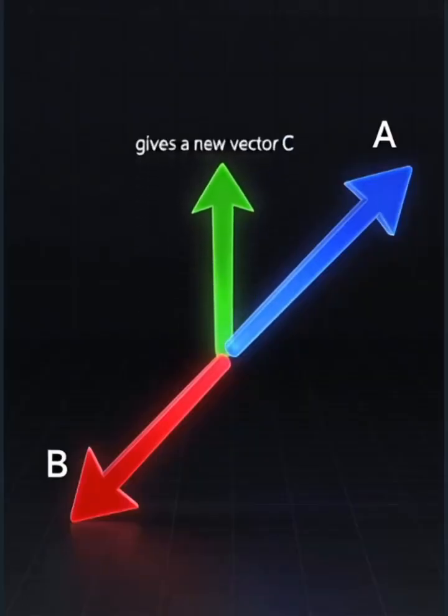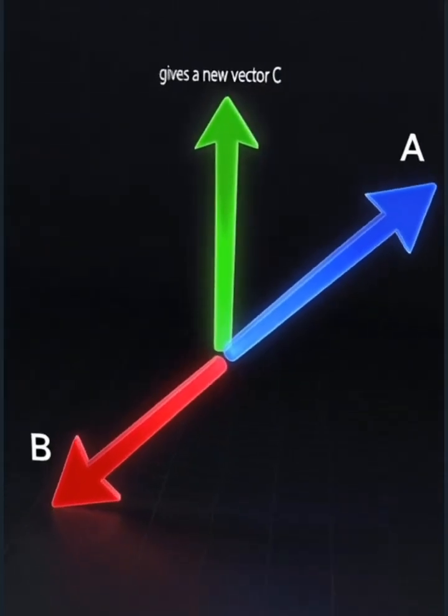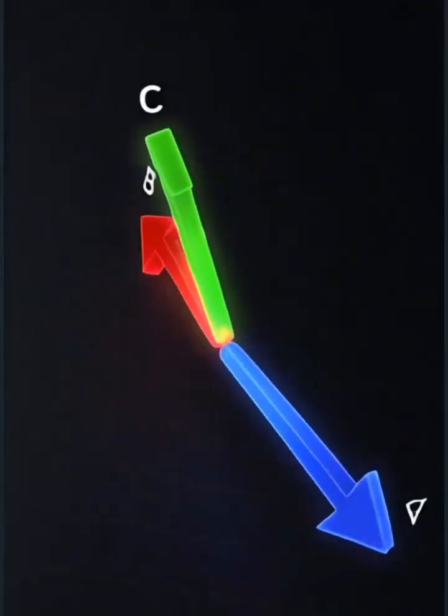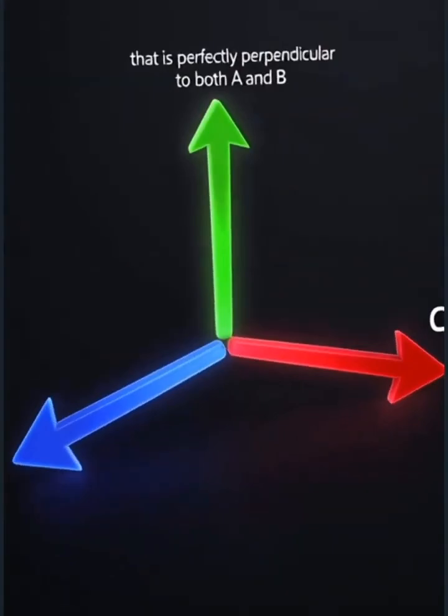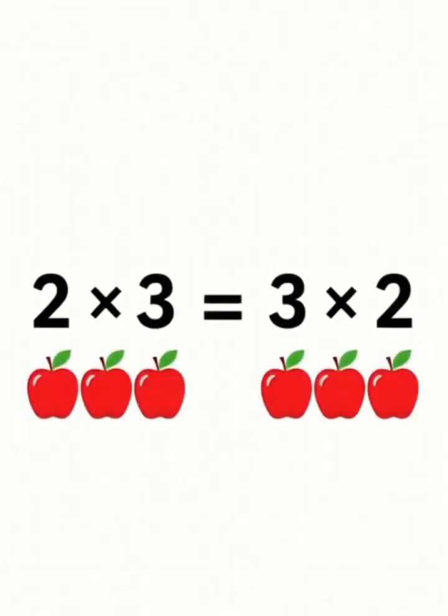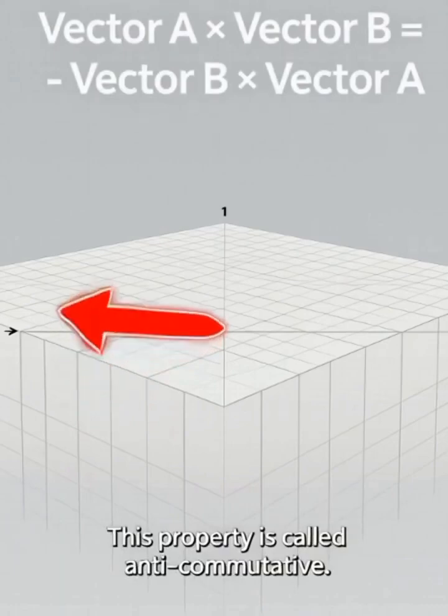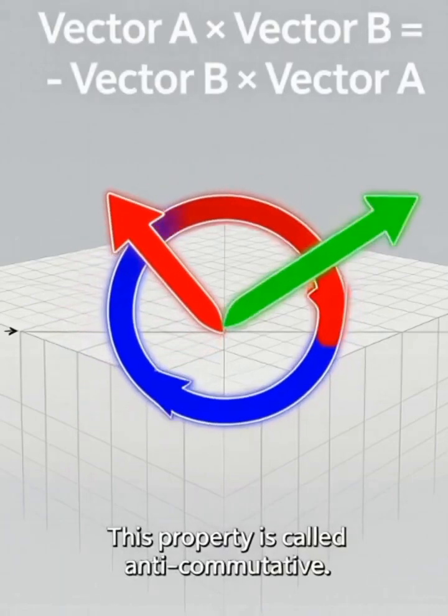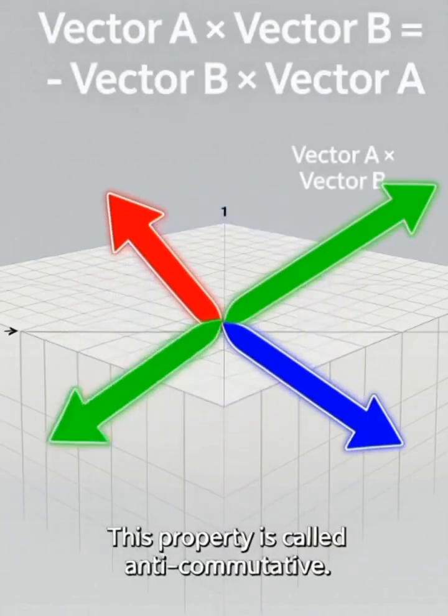If you have two vectors A and B, their vector product gives a new vector C that is perfectly perpendicular to both A and B. In normal math, 2 times 3 equals 3 times 2. But in vector product, vector A times vector B equals negative vector B times vector A. This property is called anti-commutative.